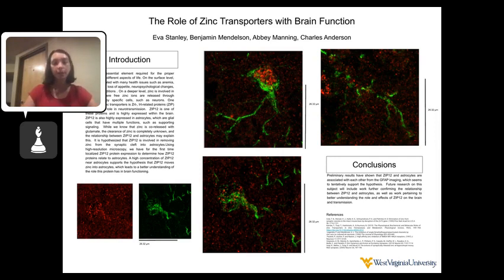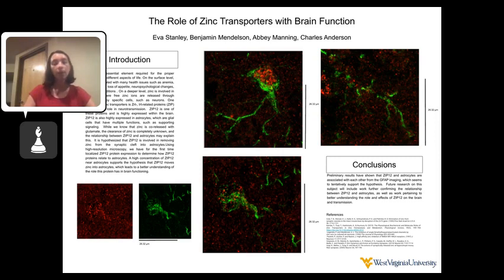The parts of the images in this presentation that are in green represent the astrocytes, and the parts of the images that are in red represent the ZIP12. These images are taken using two different channels that pick up on different stains that are later merged.